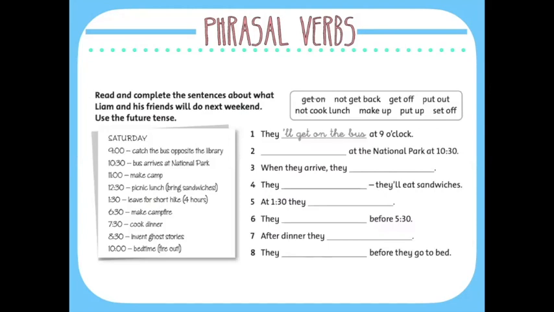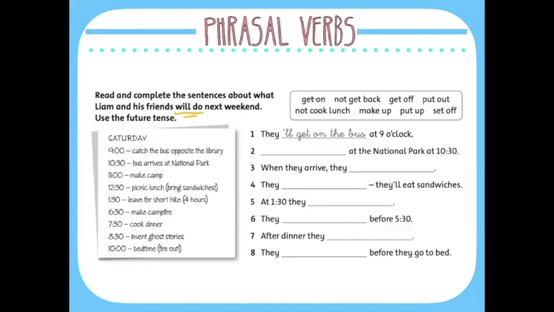So, this is the next exercise. Read and complete the sentences about what Liam and his friends will do next weekend. Remember that, will do. What is the tense verb when you use this? Carla Gil? The future. Very good. So all the sentences will be in future.